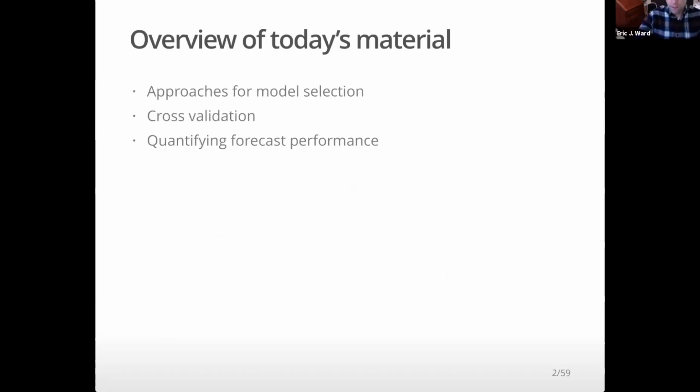Okay, so basically the three things we're going to highlight are some background approaches for model selection. This is probably review for everybody. Then we'll get into some cross-validation and thinking about some applications. And then finally talking about quantifying forecast performance and different ways we can do that, both in a maximum likelihood and Bayesian framework. The overall material today is going to be shorter than normal, so I think it'll be done within an hour or so.